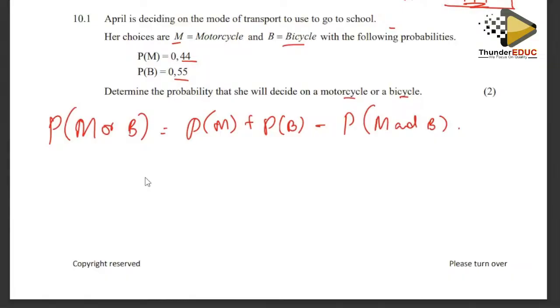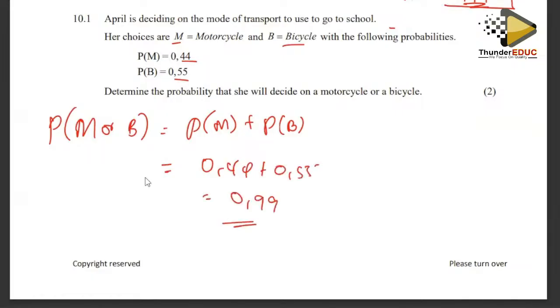No, it's not possible to use both, meaning that this doesn't make sense. The only option is not for her not to use any. Okay, so it's either 0,44 plus 0,55, which becomes a 0,99.